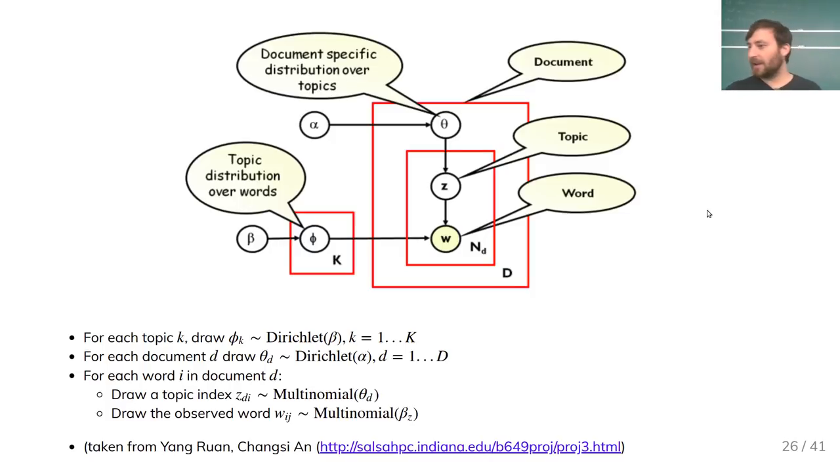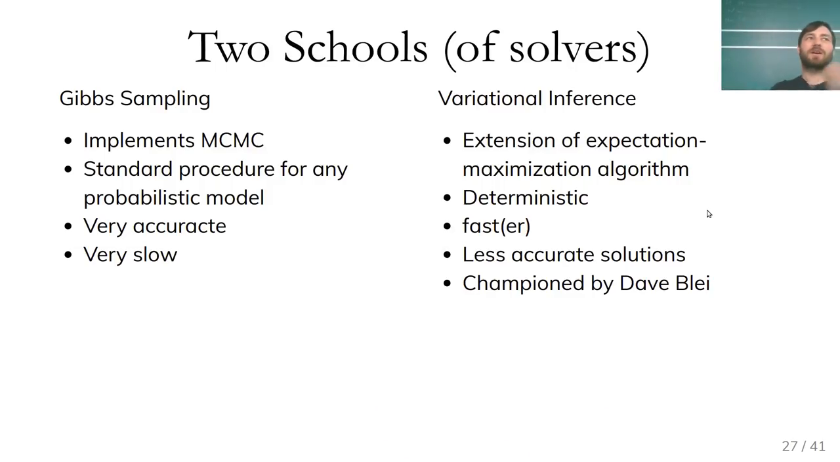So now let's say we understand what the generative process of this model is, and now we have our beautiful IMDb data set and we want to fit this model. What are we going to do? There are generally two schools of solvers: Gibbs sampling and variational inference. Gibbs sampling is a Markov chain Monte Carlo procedure, which you can use on any probabilistic model. It's very accurate and very slow. So you get very good results if you wait a very long time.